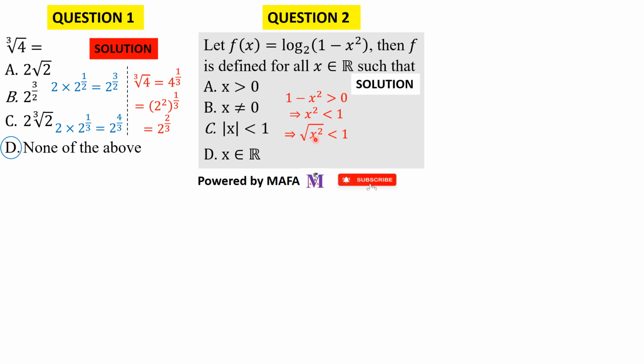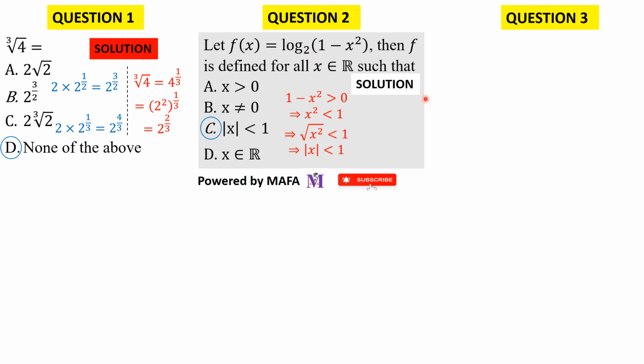Alright, so the square root of x squared is less than 1, but the fundamental definition of the square root of x squared is the absolute value of x. So the absolute value of x will be less than 1. So option C is correct. Nevertheless, this option can still be dissolved into negative 1 less than x less than 1. But since we have our option there already, then we can continue. So option C is correct for question 2.